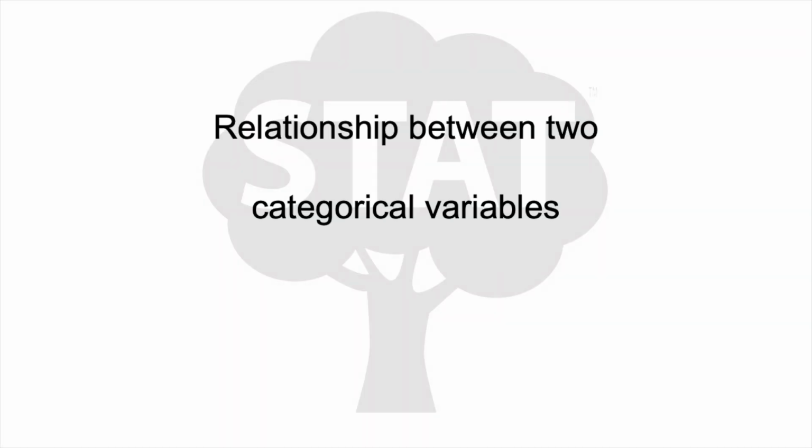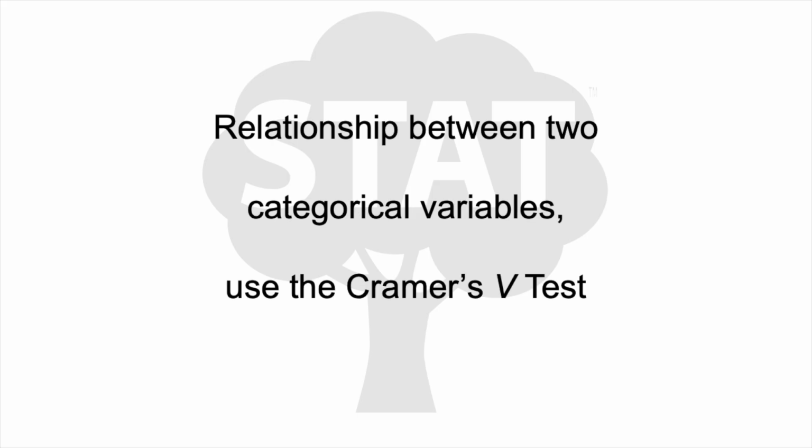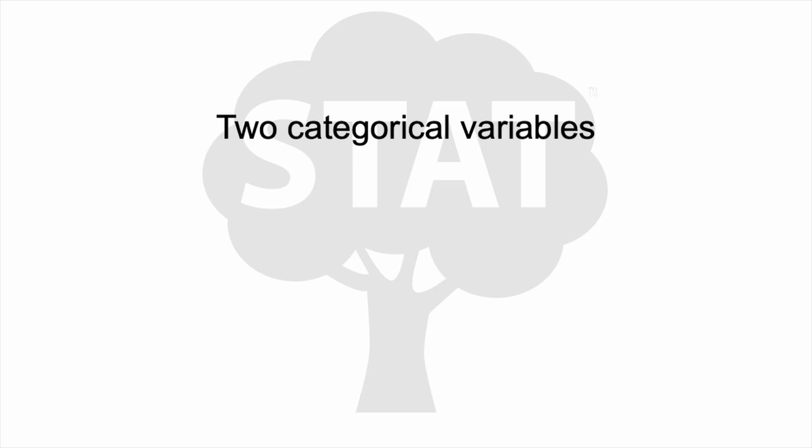To test whether there is an association between two categorical variables, the Cramer's V test would be appropriate. You will need two categorical variables in order to run this test.